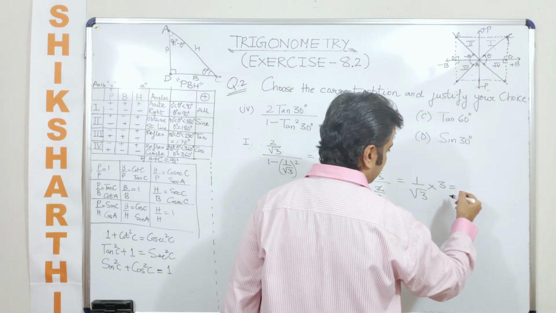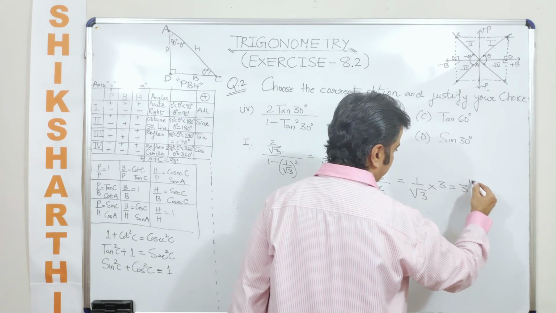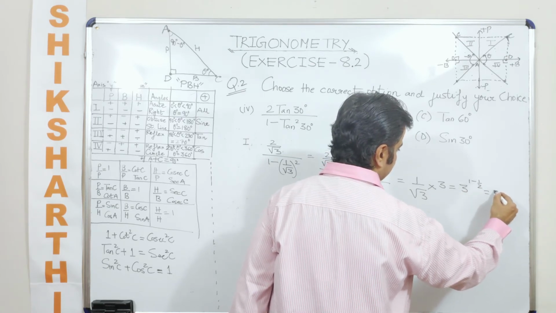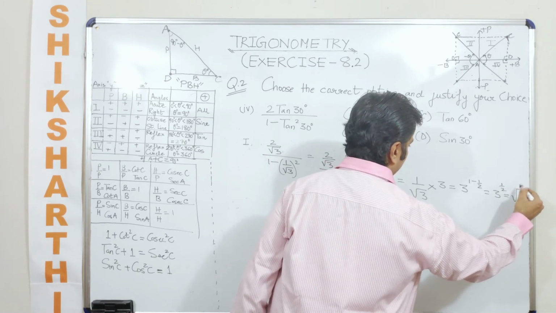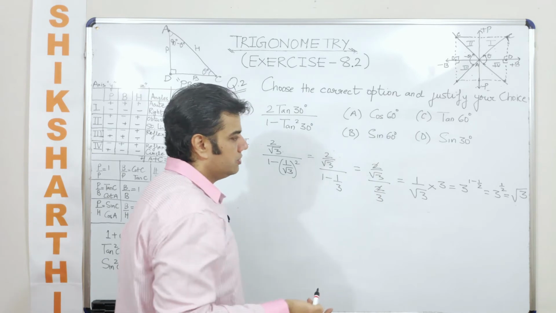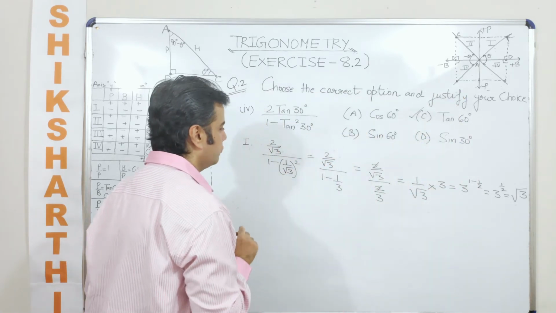And using the rule of indices as we had done in the earlier question, can I say this is nothing but 3 to the power 1 minus half, which is just like saying 3 to the power half, which is also like saying root 3. Now from these options, which is the value of root 3? Can I say tan 60? Yes, this is one way of doing it.